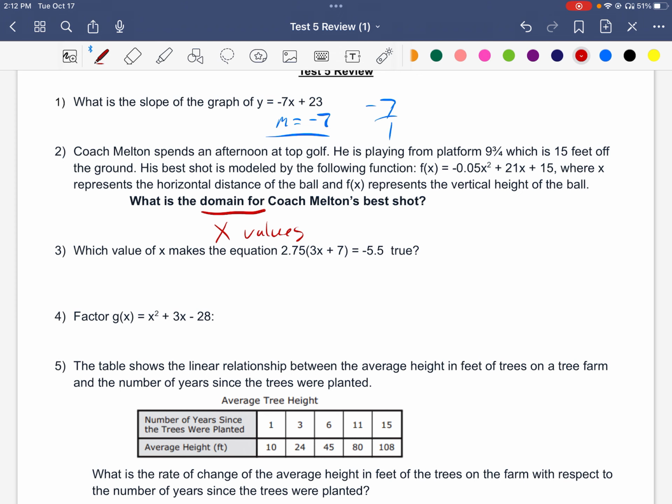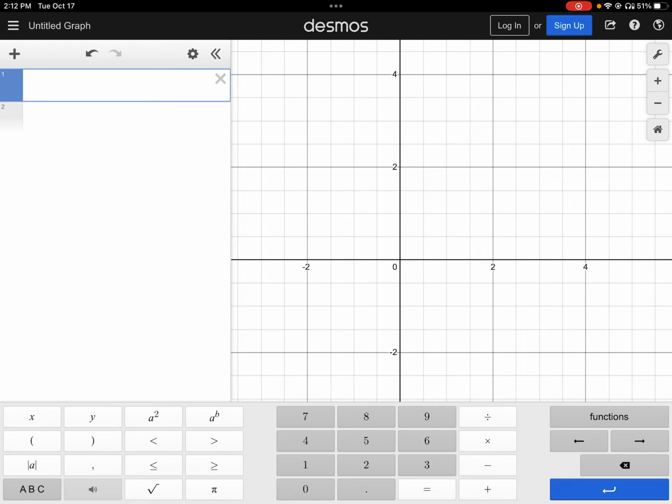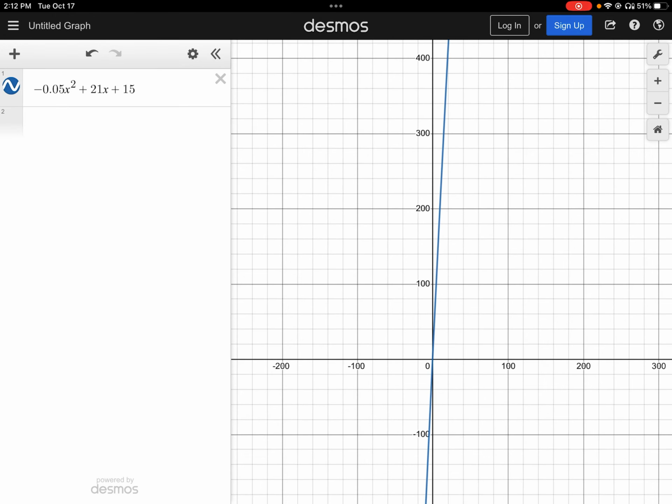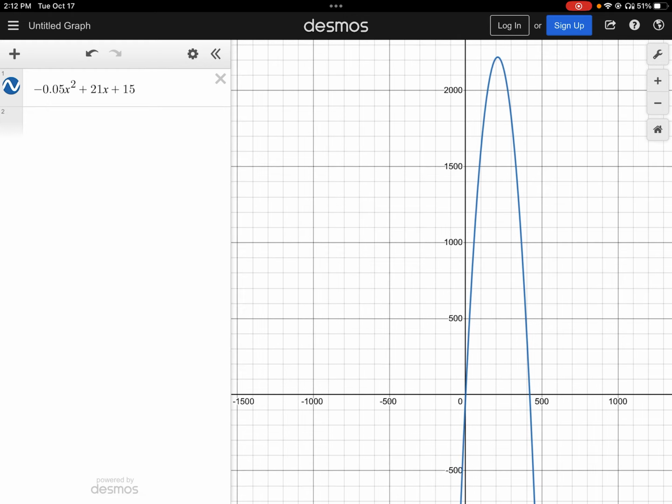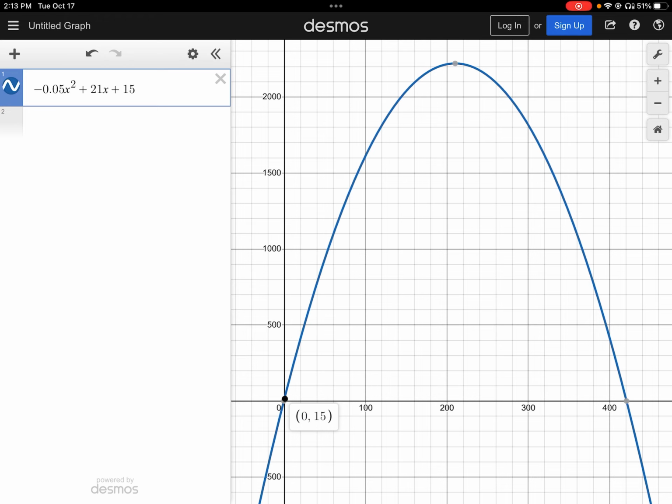So negative 0.05x squared plus 21x plus 15. All right, if we zoom out, quite the golf shot, we can see that x is modeled by the time he hit his shot. So if I adjust it here, I can see he hits his shot there at about 15 feet off the ground. It goes up to the vertex, and then it hits the ground right there.